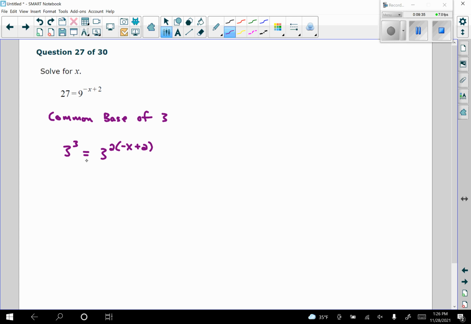So now that I have common bases, I could just set the exponents equal to each other. So we'll get 3 is equal to 2 times the quantity negative x plus 2, distribute the 2, so we'll get negative 2x plus 4. Subtract 4 from both sides, so we'll get negative 1 is equal to negative 2x. Divide by negative 2, a negative divided by a negative is a positive, so we get x is equal to 1/2.